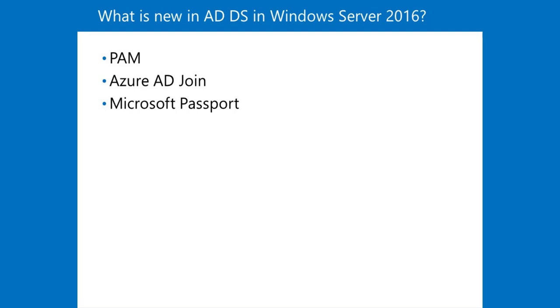Windows Server 2016 has several new features as part of ADDS. These features help you make your ADDS environment more secure and migrate to cloud-based or hybrid environments. Privileged Access Management. Privileged Access Management, PAM, is based on Microsoft Identity Manager.